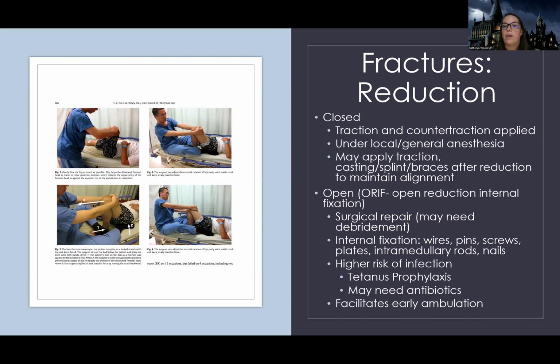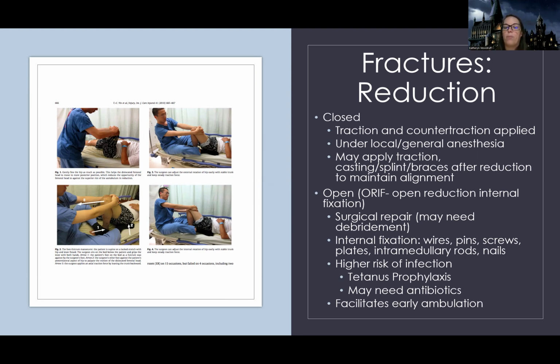Keep in mind with a closed reduction where they're just trying to align it, there is less chance of infection because we're not cutting into them. However, with the open reduction, it's going to facilitate better earlier healing and ambulation usually for a lot of patients because we're really getting directly into that problem.